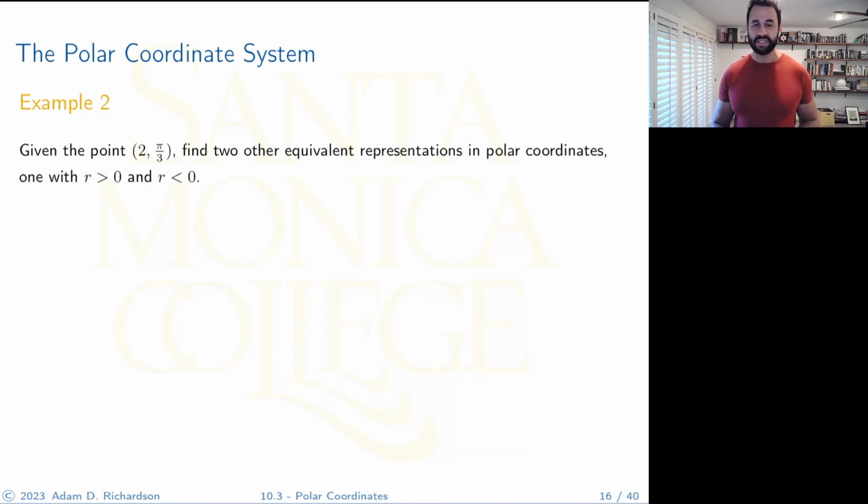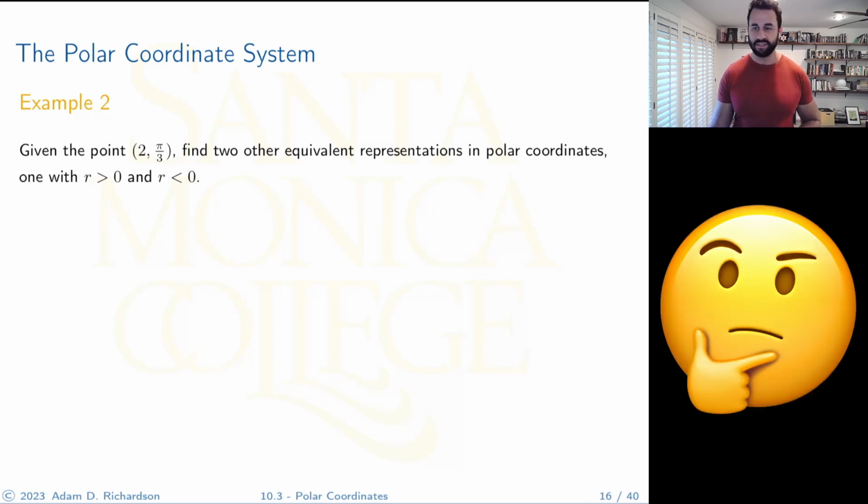Okay, now let's do this. So let's consider the point 2 comma pi over 3. And what I want you to try on your own here, and then we'll do it together, is to find 2 other equivalent representations of this point in polar coordinates. And just to make it a little bit more edifying, I want you to come up with an equivalent representation where the radius is still positive, and I want you to come up with one where the radius is negative. All right, and just remember, when you have a negative radius, that's basically a reflection through the origin. So let me throw up the thinker for a minute here. Think about how you're going to approach this.